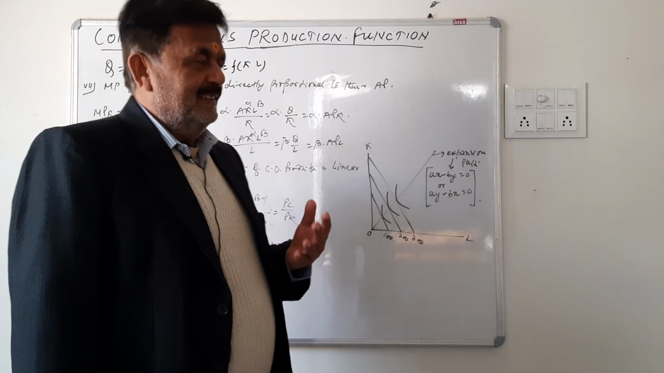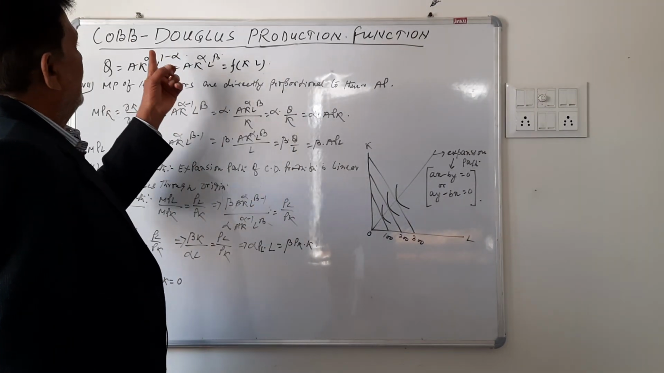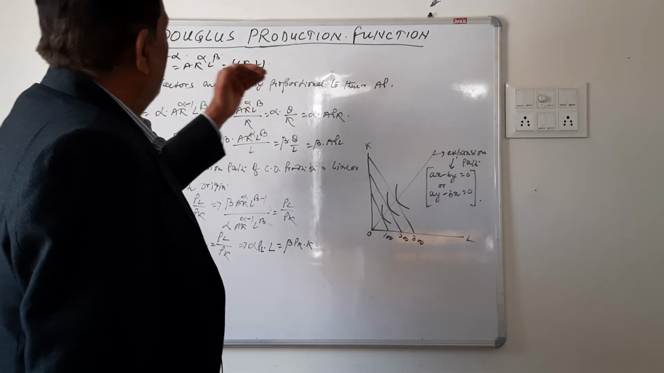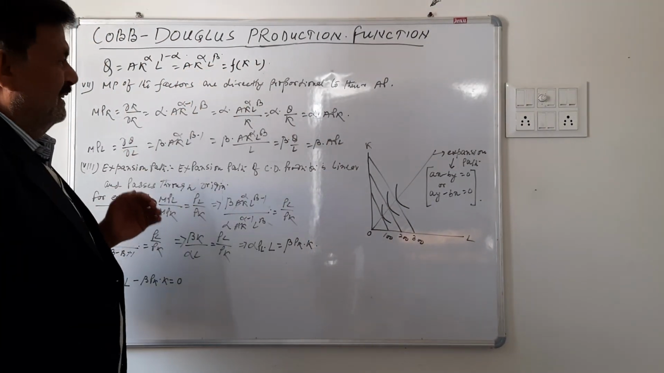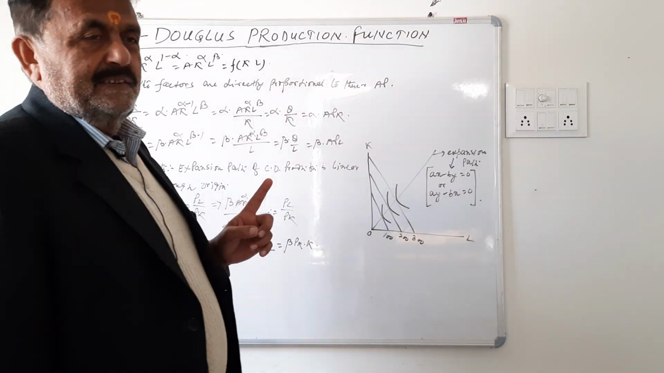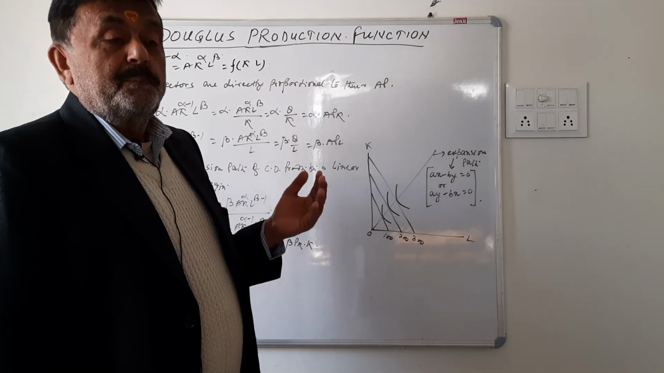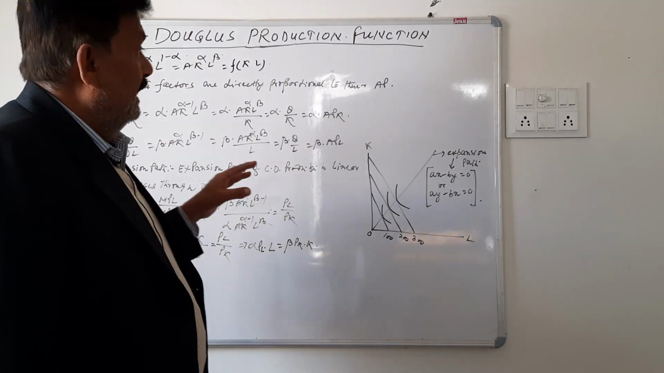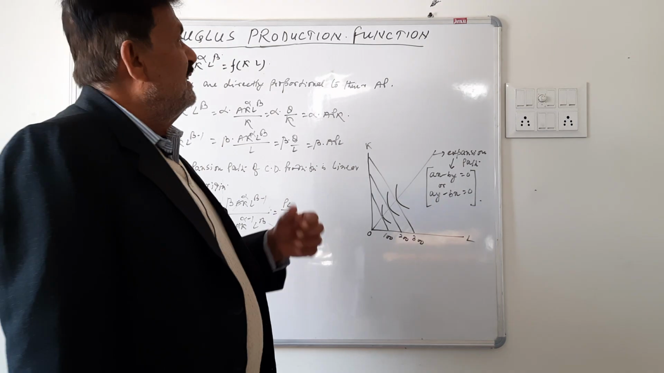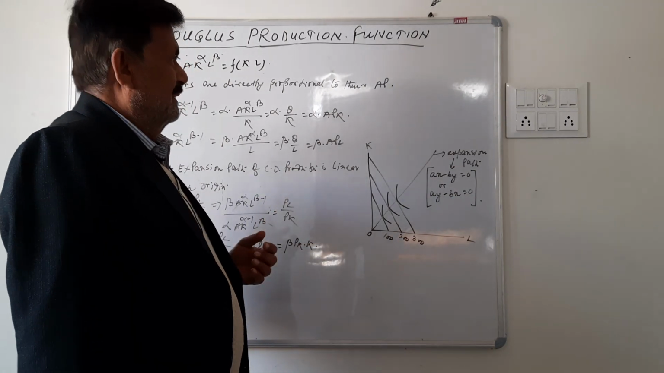Today I will finish this Cobb-Douglas production function. In the last class I took up this Cobb-Douglas production function, and I explained 6 properties of Cobb-Douglas. The remaining properties will be explained in today's class. So today's class is just in continuance of the previous class.